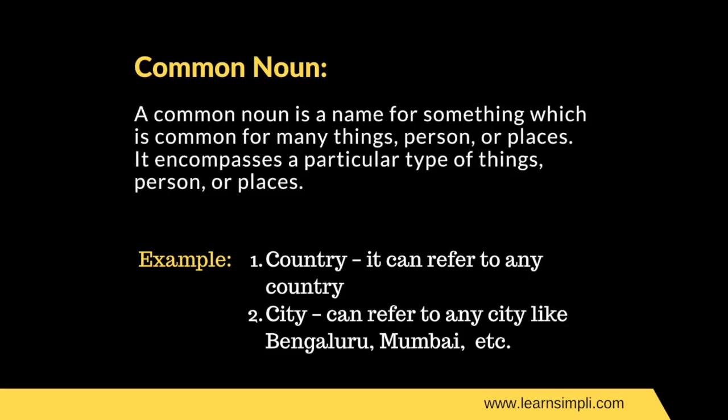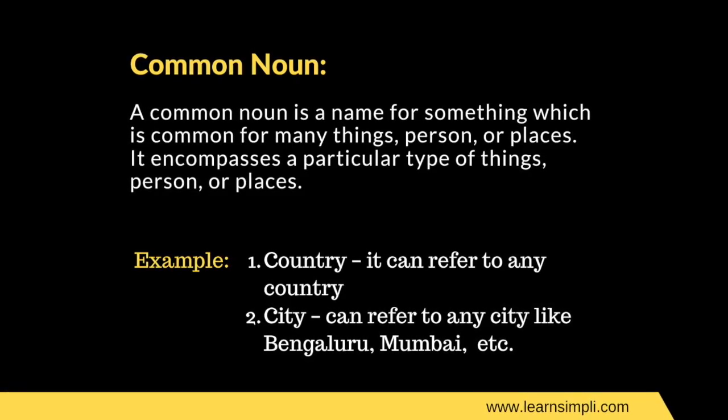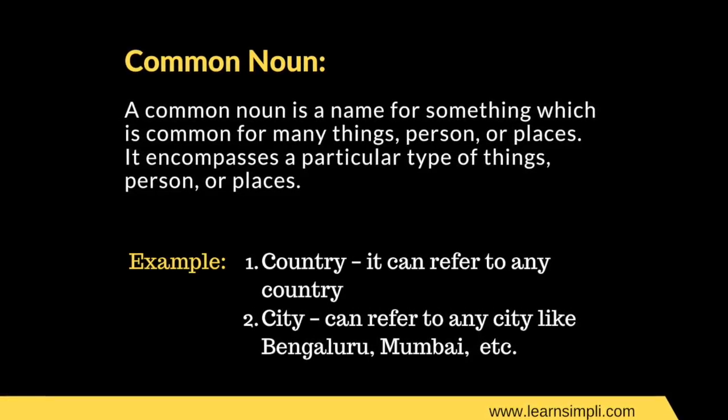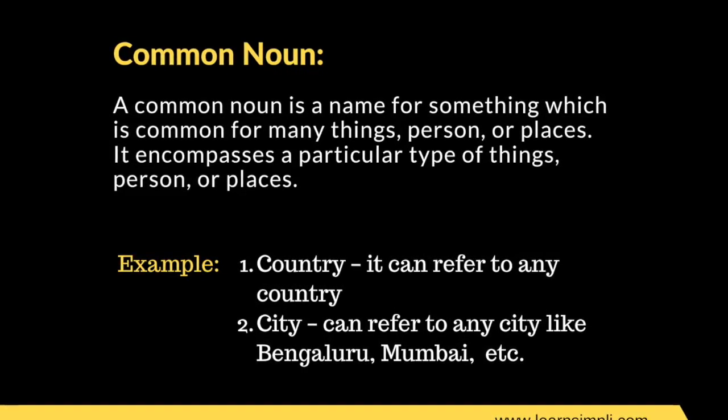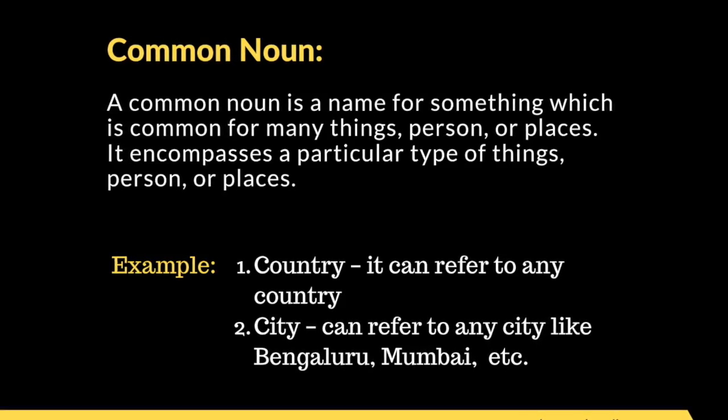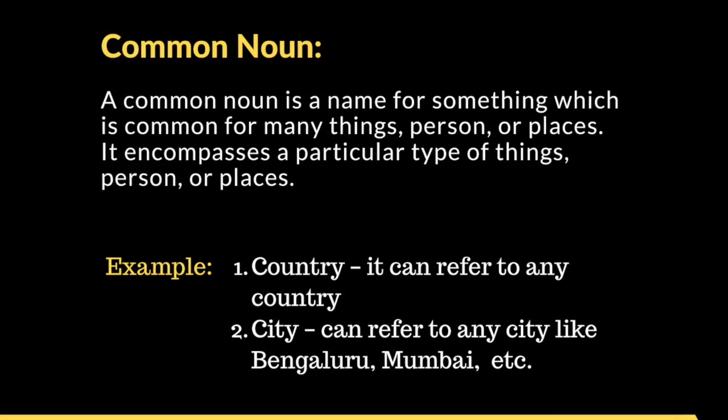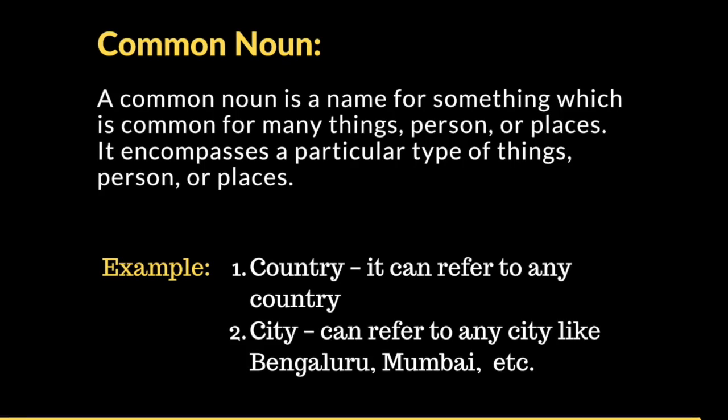Common noun is a name for something which is common for many things, persons or places. It encompasses a particular type of things, person or places. Example: country. It can refer to any country. City. It can refer to any city like Bengaluru, Mumbai.